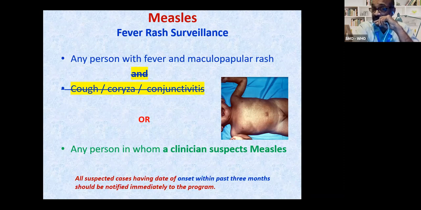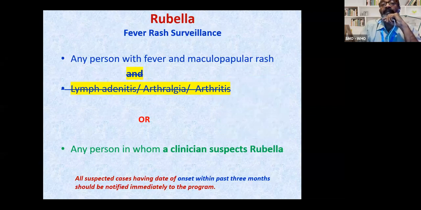So any person with fever and maculopapular rash, irrespective of your diagnosis, can be dengue, can be chikungunya, it can be measles, it can be rubella, it can be maybe MISC. But when someone has fever and a maculopapular rash, it is to be reported as suspected measles, rubella, or even a fever rash syndrome. Or any person in whom a clinician suspects measles or rubella is to be reported.